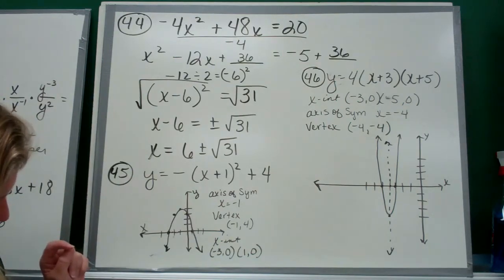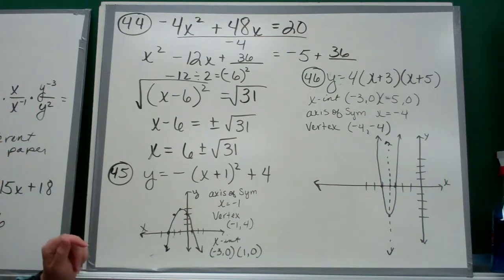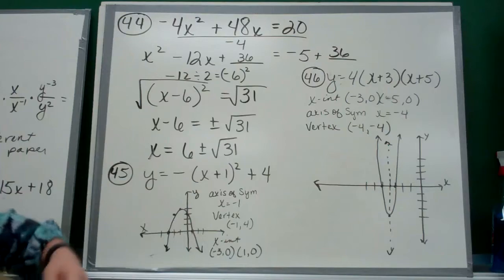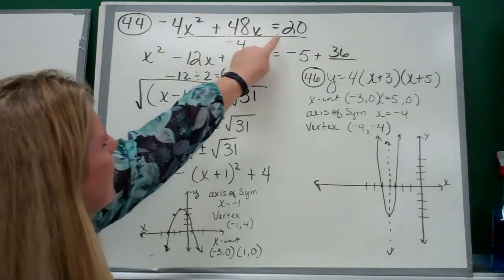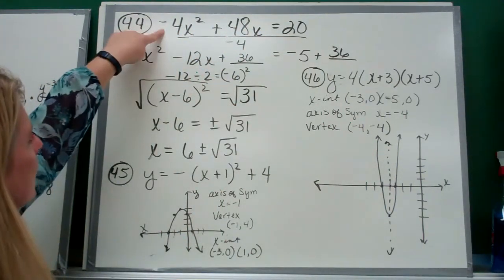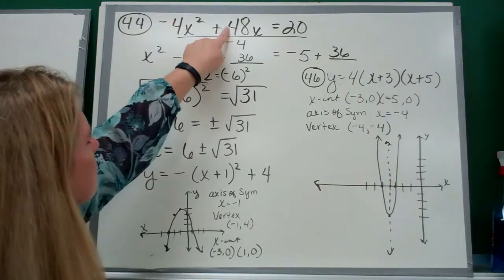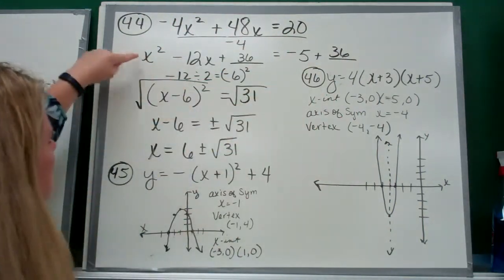44, solve by completing the square. The first step I do is divide by -4. Okay, -4 will go into all of those numbers nicely.